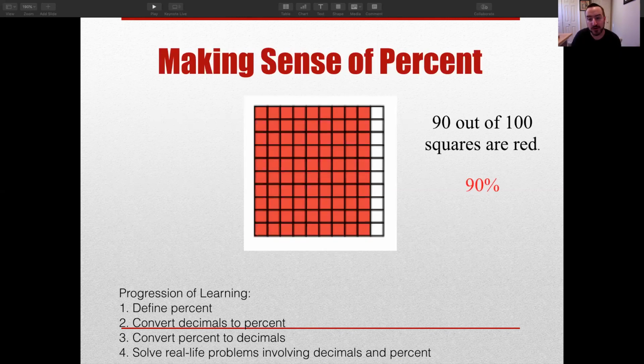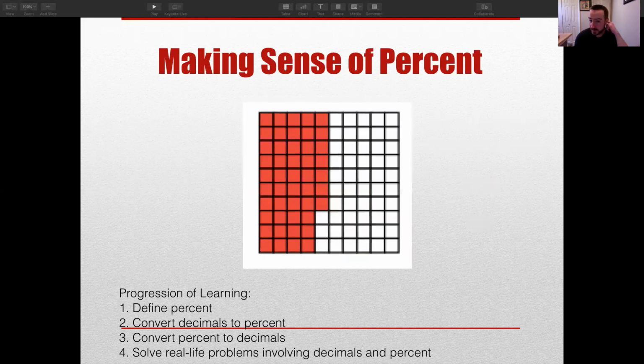90 per 100. And as we'll get to in a second, percentages can easily be transformed into decimals when you consider the number in the hundredth place. So 90% would be 0.90, because 9 is in the tenth place. 9 over 10 is equal to 90 over 100, or 90%.